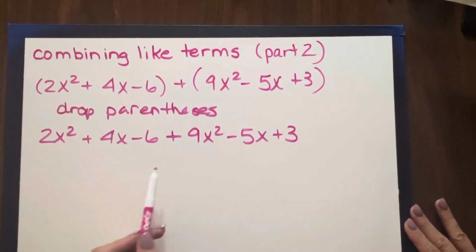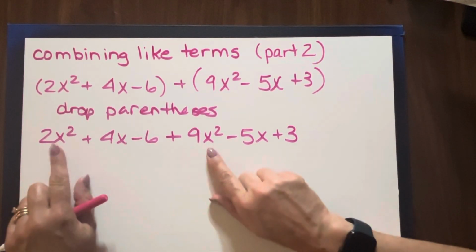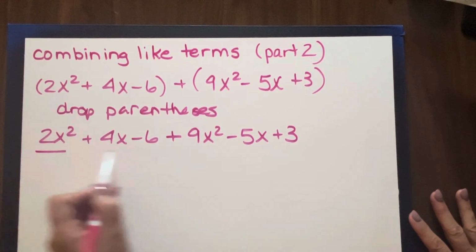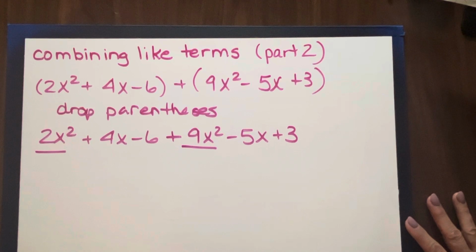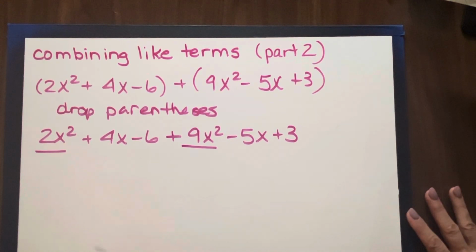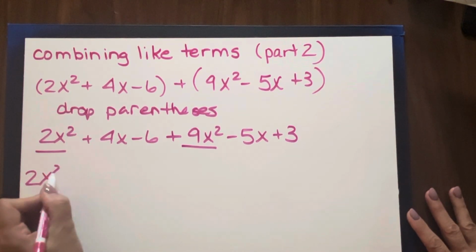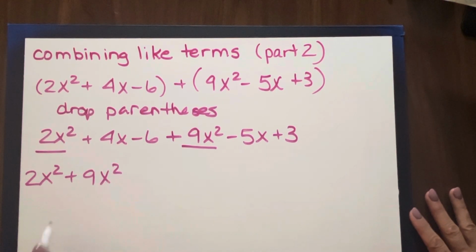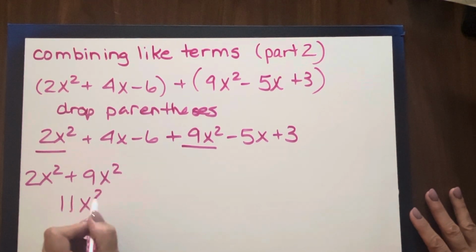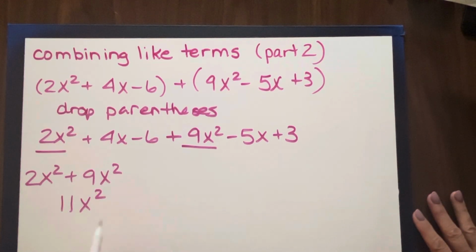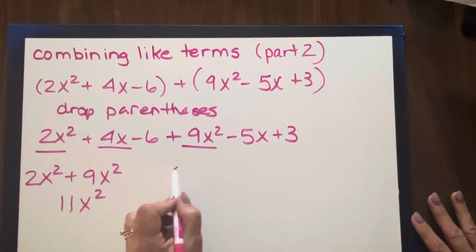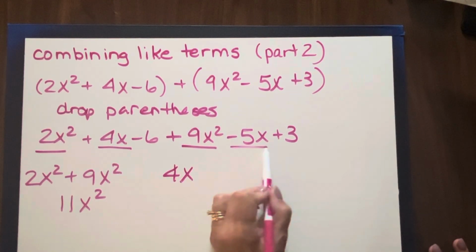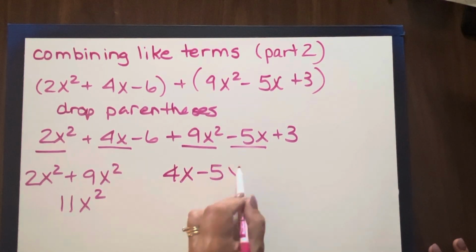Again, when you combine like terms, you're looking for the same variable and the same exponent. So start with the largest exponent first, which here is the 2. So I'll have a 2x squared plus a 9x squared, and that gives me 11x squared. The next terms I'm looking for are the x terms. So I have a positive 4x and I have a minus 5x.